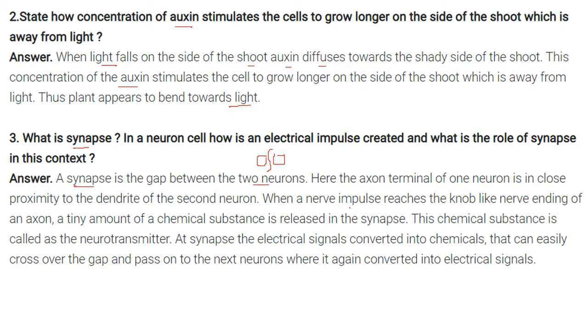When a nerve impulse reaches the knob-like nerve ending of an axon, a tiny amount of chemical substance is released at the synapse. This chemical substance is called the neurotransmitter. At the synapse, the electrical signals convert into chemicals that can easily cross over the gap and pass on to the next neuron, where it again converts into electrical signals, and this is how the information exchange takes place.